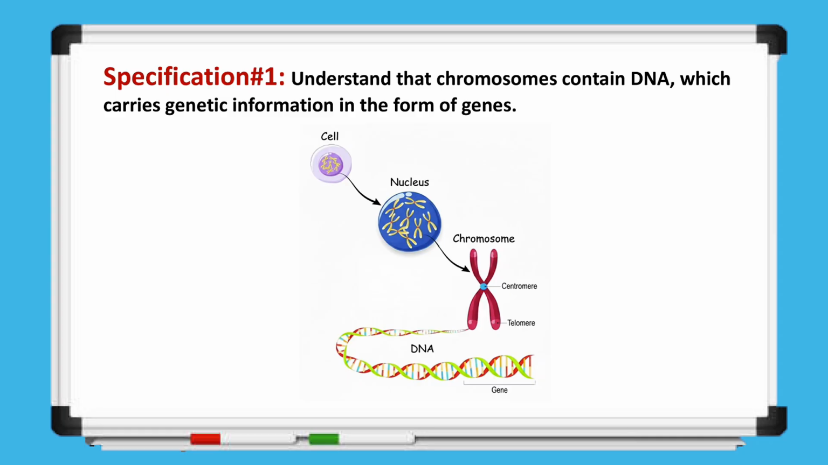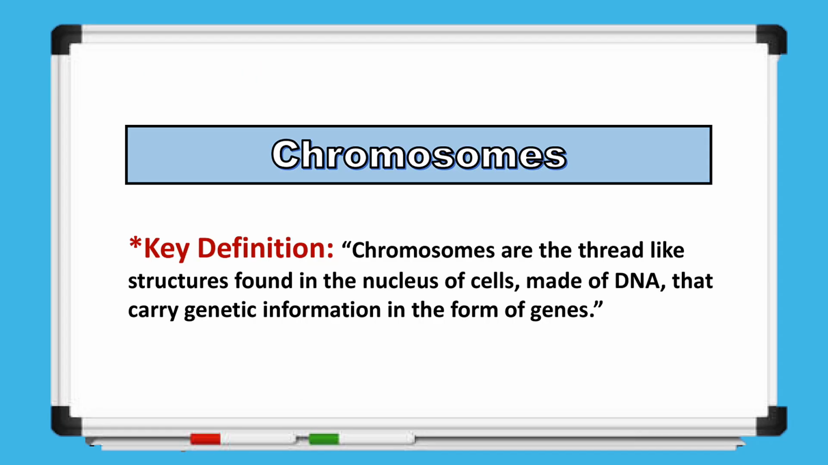This genetic information is organized into smaller units called genes, and these genes determine the characteristics that are passed from parents to their offspring. So if we look at the structure step by step, we start with the cell. Inside the cell we have the nucleus, and inside the nucleus we find the chromosomes that carry the genetic information of the organism. So now we define chromosomes. Chromosomes are the thread-like structures found in the nucleus of cells, made of DNA, that carry genetic information in the form of genes.